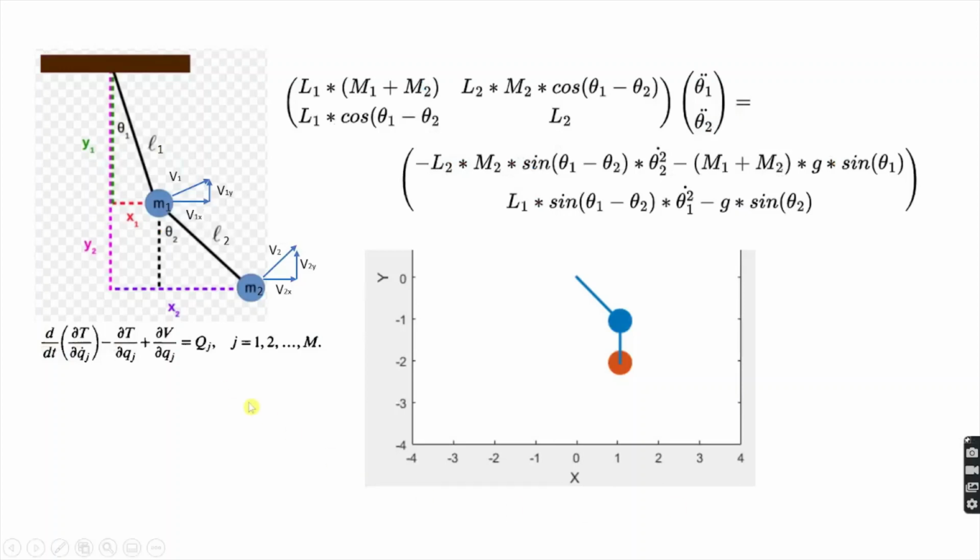All right, welcome back everyone, and thanks for tuning in. In this video, I'm going to show how to derive the equations of motion for a double pendulum system using Lagrange's equation of motion.